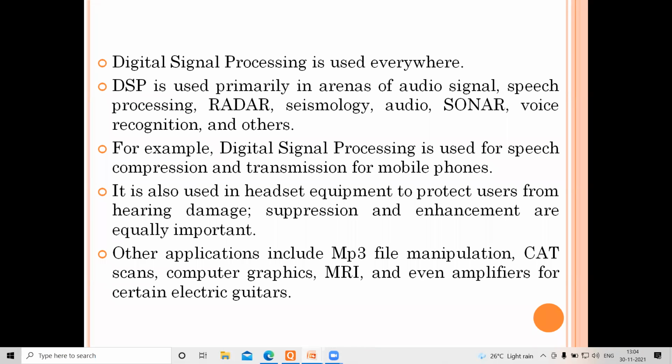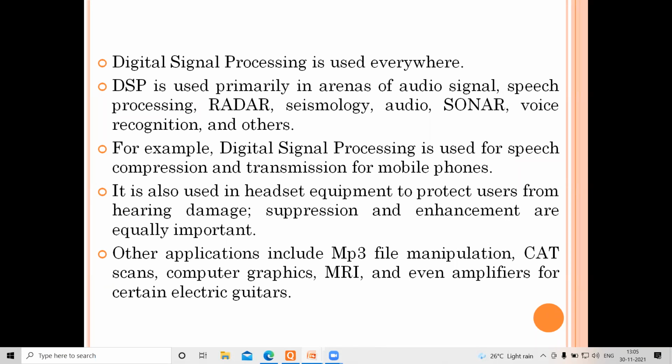DSP. For example, DSP is being used for speech compression and transmission for mobile phones. Probably most of the students have logged in using their mobile. And you know that once you upload the data, it's of a large size. But when you try to download, the data gets compressed, and you uploaded it in terms of megabytes, but it's coming down with a smaller value.